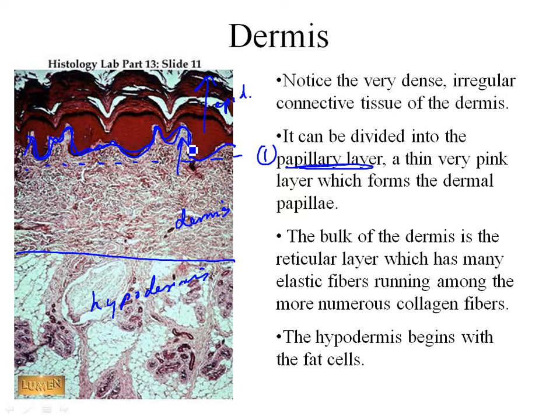The bulk of the dermis is this reticular layer right here. So all of this actually would be your reticular layer. And there it's written out nice and neat so you can read the writing. This has many elastic fibers that run through. It also has a lot of collagen fibers.